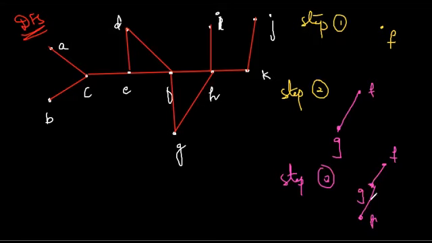Here it should be joined. Yeah, F, G and H. After H, step 4 will be next. H is connected to which other vertices? It is connected to F, I and K. So I am taking K.